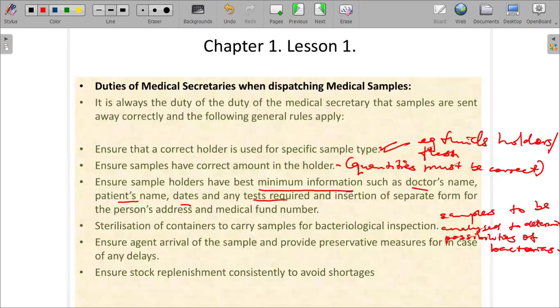Hence, we are saying it is the duty of the medical secretary to ensure that they are sterilized. Sterilization helps to kill the bacteriological contamination that can be on the containers or in the containers. Hence, these are supposed to be well sterilized to avoid the possibilities of contamination, which would give unreliable information or biased results with regard to the samples that would be put in there.